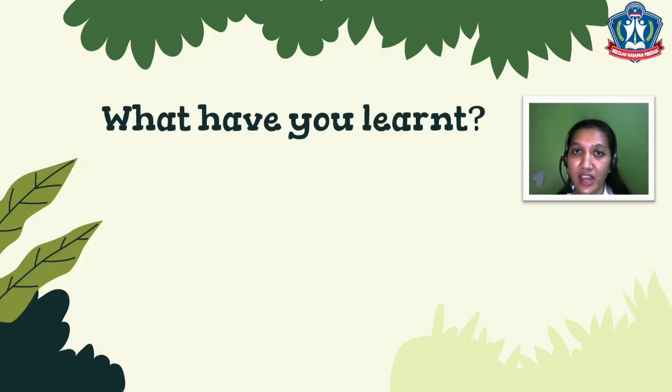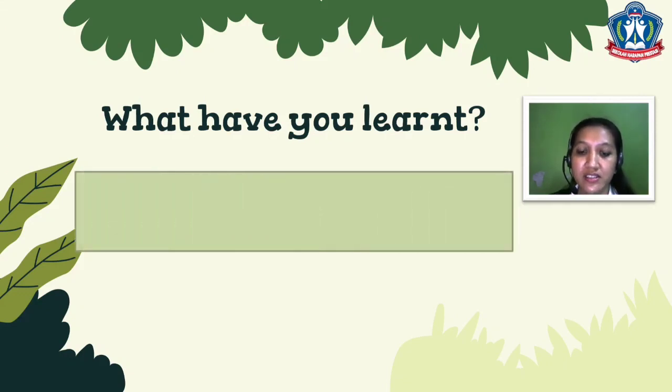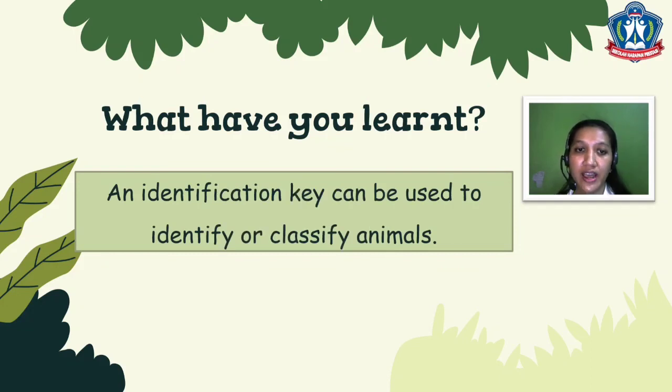Okay friends, now we are in the end of our lesson. So let's recap what have you learned. So in this topic, you learned that an identification key can be used to identify or classify animals. So friends, is it clear?